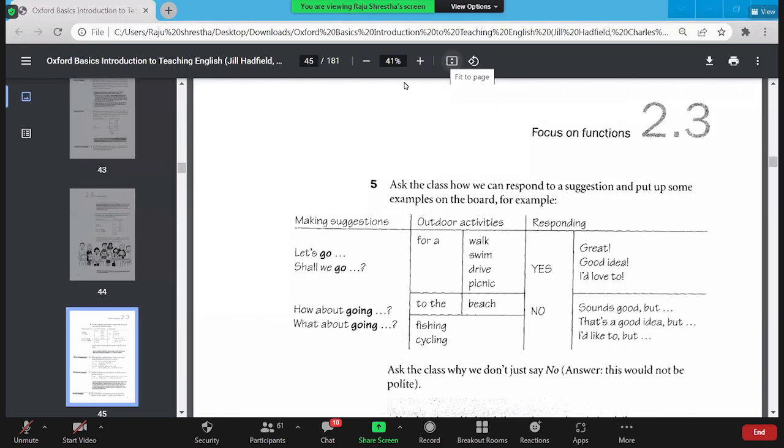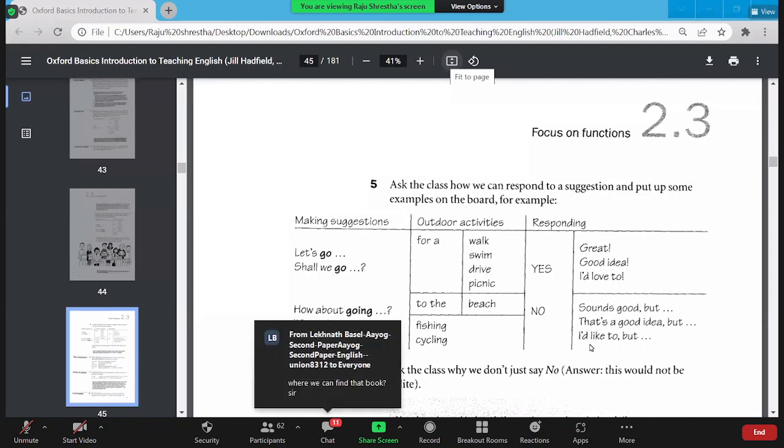For this kind of activity, making suggestion is what? Let's go for a walk. Shall we go for a walk? And responding is what on the right side? Yes, great, this is a response. Yes, good idea, this is a response. Yes, I would love to. This is a response. And a negative response is: no, sounds good but no; that's a good idea but I would like to, but... this is what? A negative response. So making and responding.